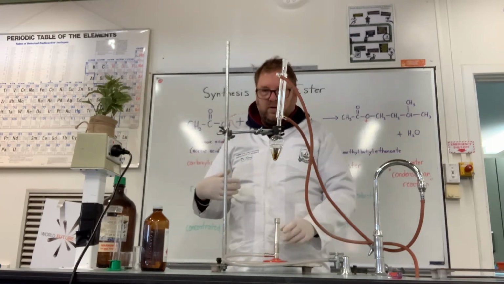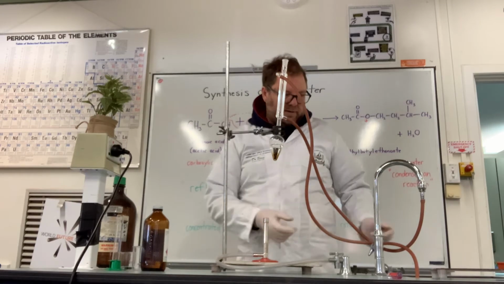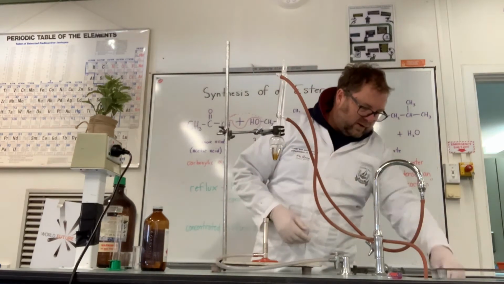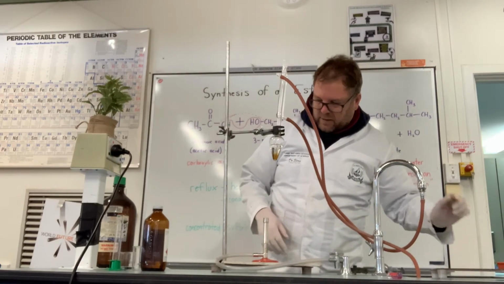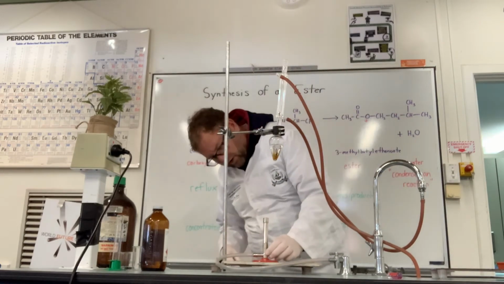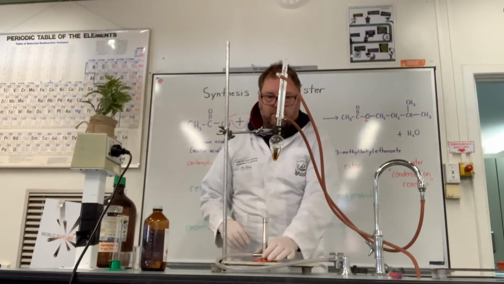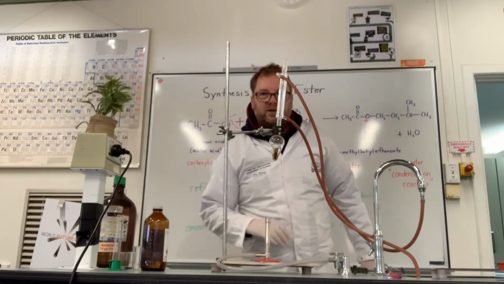So what I need to do now is apply some heat and make sure I don't melt these rubber water hoses in the process. And I actually haven't got any matches yet. So I'm going to make sure the air holes are closed on the lighter. Hopefully the gas is on and I'll just find some matches.